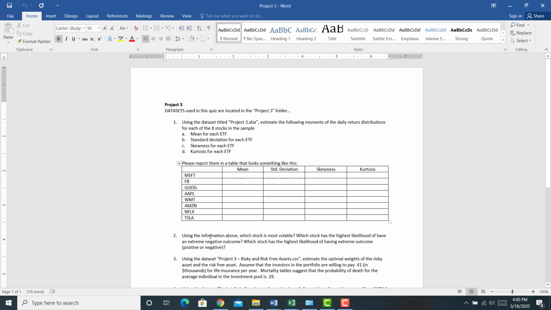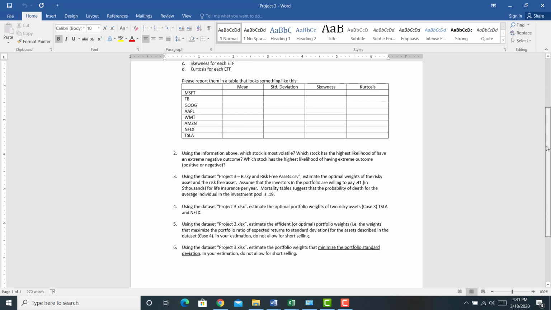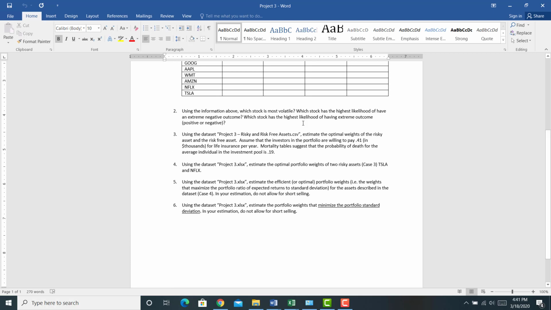You can do that in Excel and use the information to determine which stock is most volatile, which stock has the highest likelihood of having an extreme negative outcome, and which stock has the highest likelihood of having an extreme outcome, positive or negative. So you need to know what those things mean, and they're based on these sample statistics. So in problems 1 and 2, you're going to look at the distribution of returns for these stocks. In problem 3, you're going to grab a new data set.